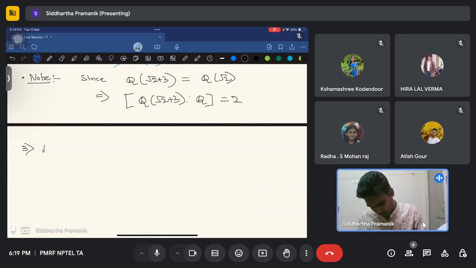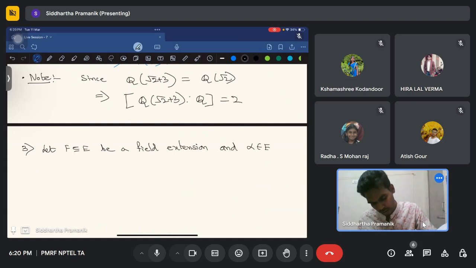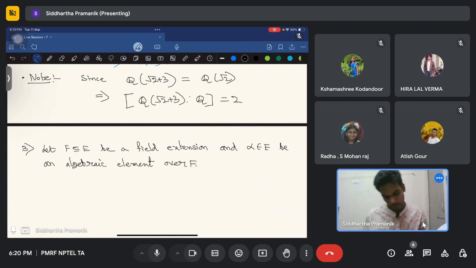Again, let F subset of E be a field extension and alpha belonging to E be an algebraic element over F. That means alpha satisfies some non-zero polynomial over F. That is the definition of an algebraic element.